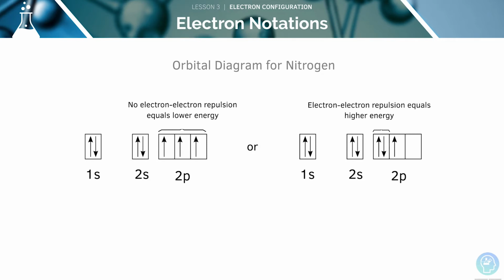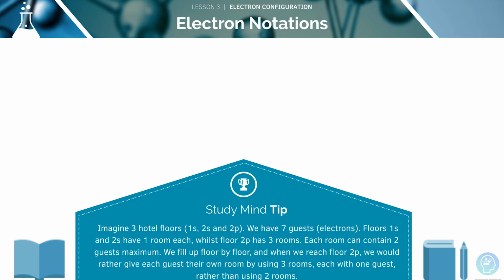Let's consider nitrogen, which has 7 electrons. First, 1s2 and 2s2 are filled up with 2 electrons each, leaving 3 electrons for the 2p subshell. P subshells will contain 3 orbitals. 1 electron in each orbital is filled, rather than putting 2 electrons into a single orbital. As we can see here, on the left is a correct example, whilst on the right is the incorrect version.